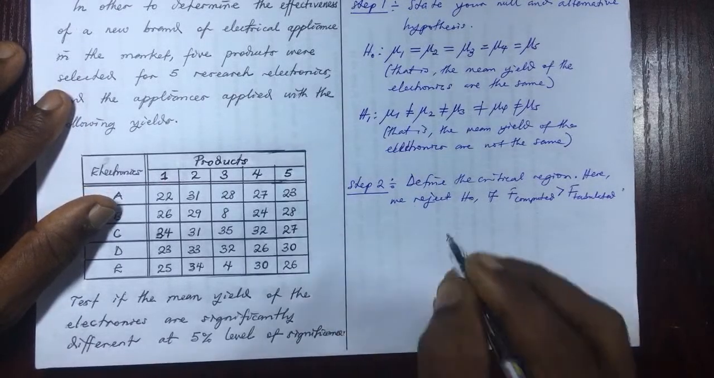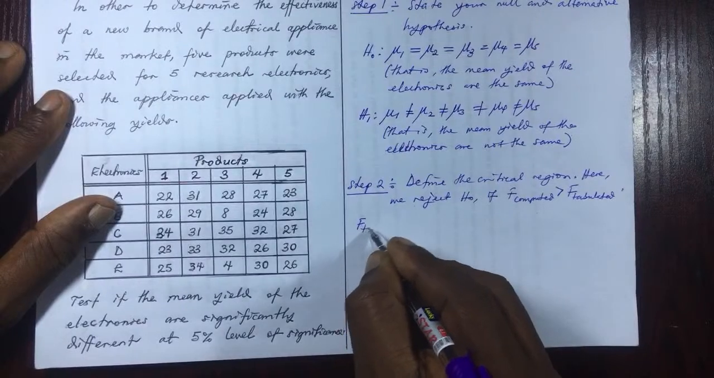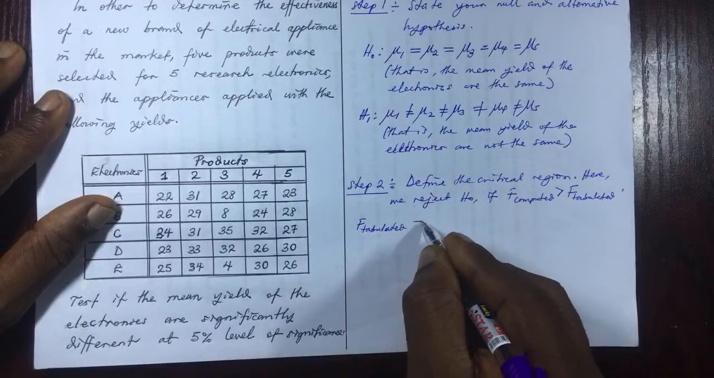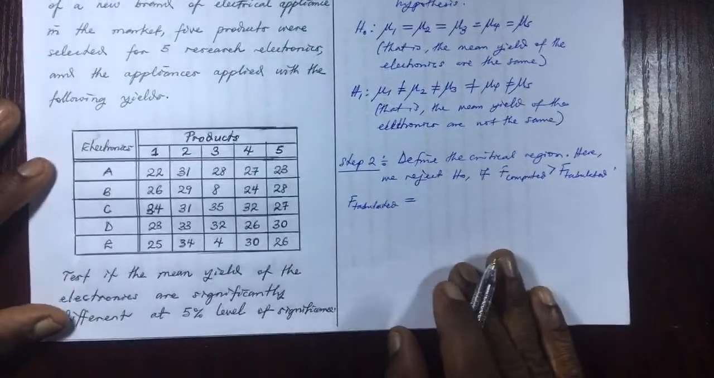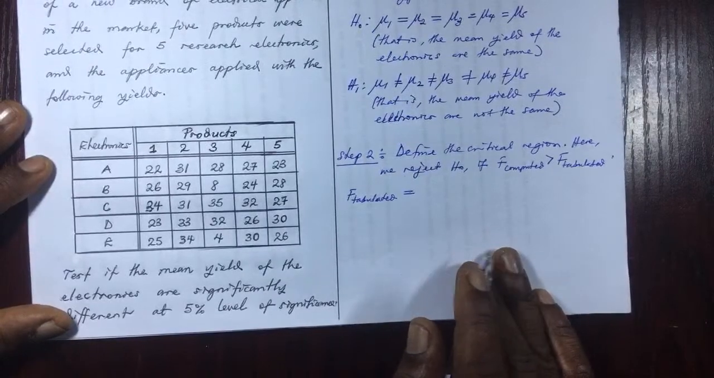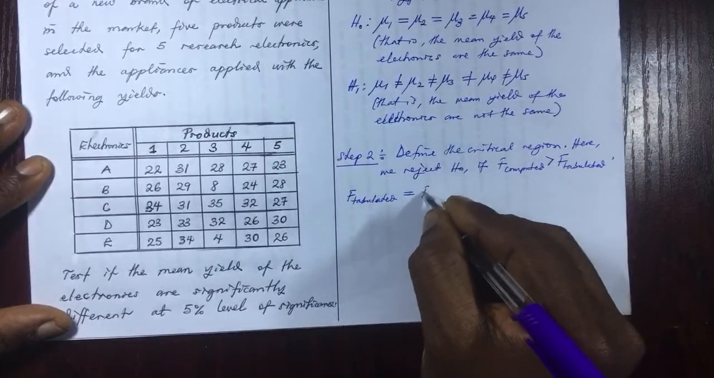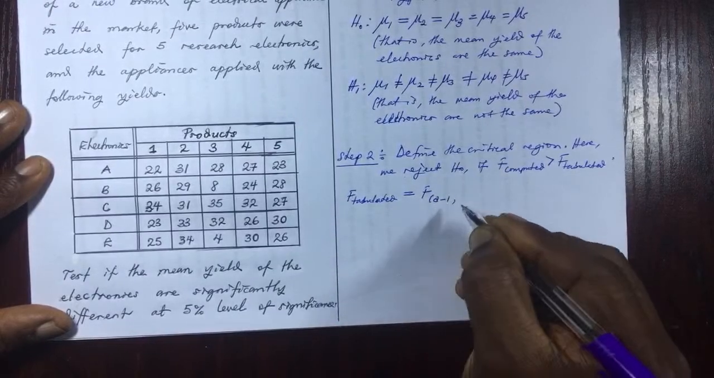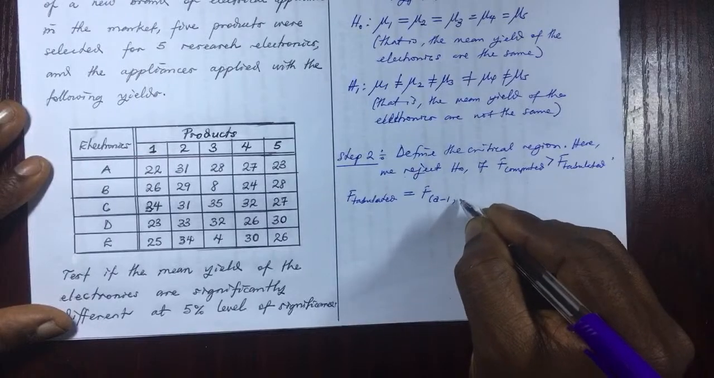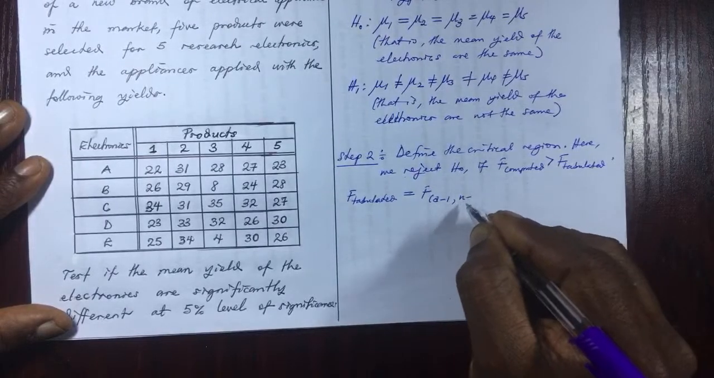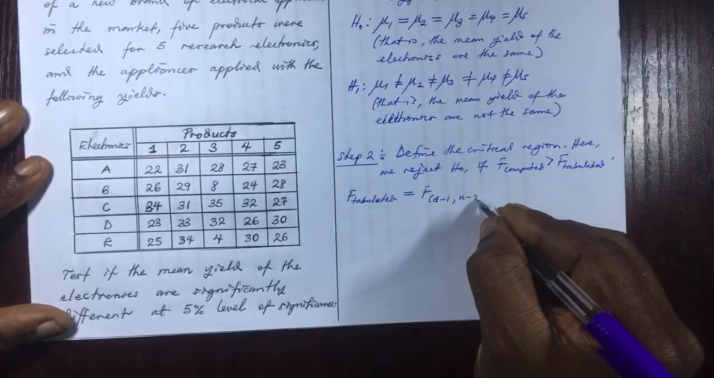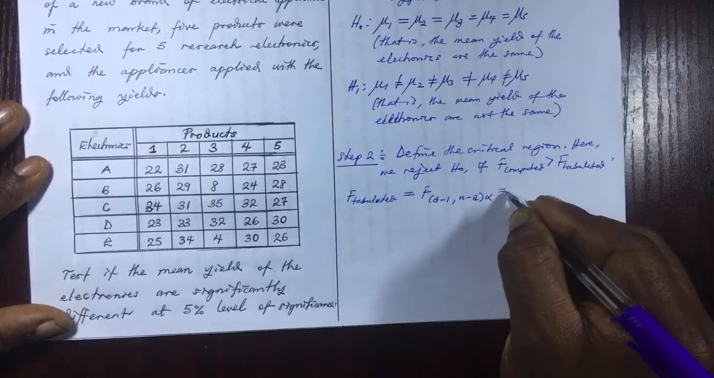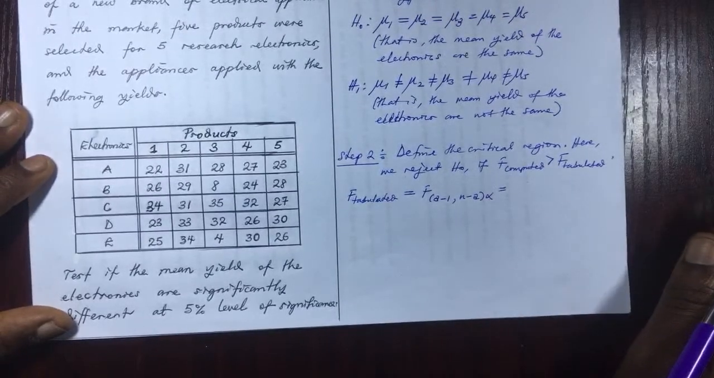Now, just to remark, your F tabulated for a one-way ANOVA such as this, how do you get it? All you have to do is to say F tabulated is equal to F at treatment degrees of freedom A minus 1, and N, the number of observations, minus A, the number of treatments, at alpha level of significance.